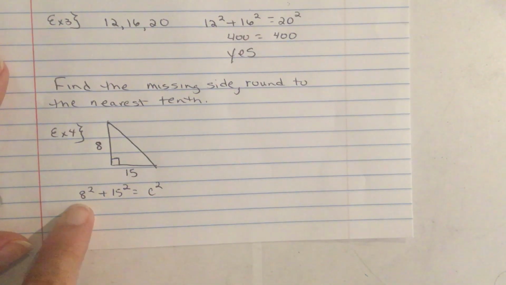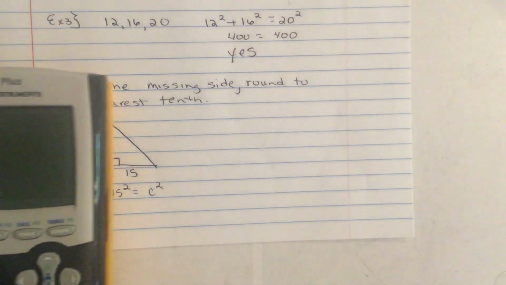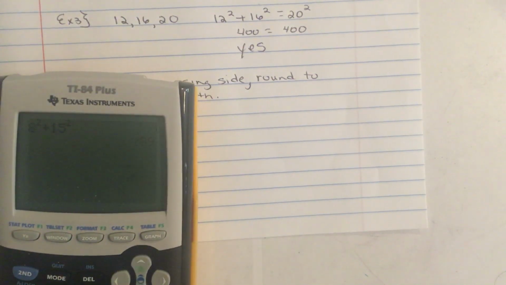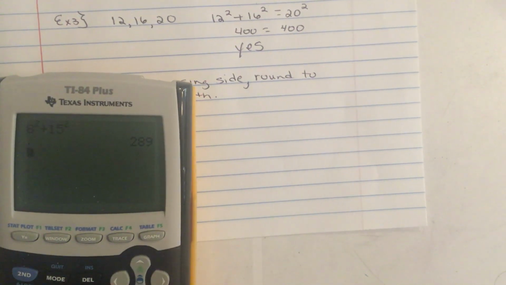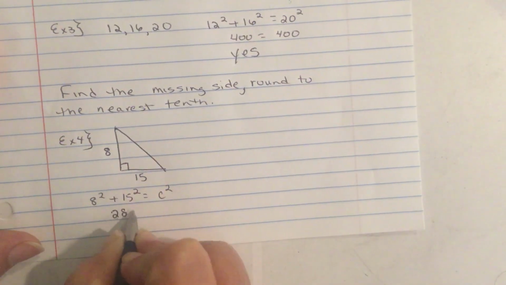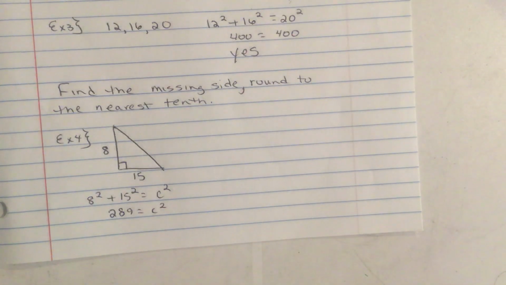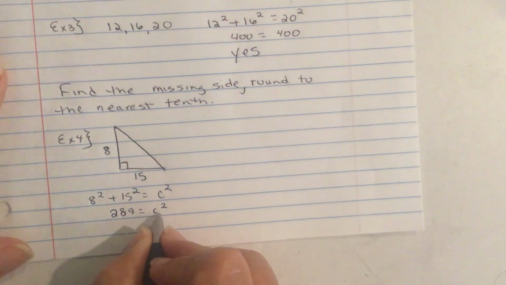This is 64 plus 225. Or, of course, remember, you can do 8 squared plus 15 squared into your calculator and get an answer of 289. Now, that's not the answer. Think about it. It wouldn't make sense to have two little sides like 8 and 15 and then a giant size like 289. No, that's the answer for the hypotenuse squared.